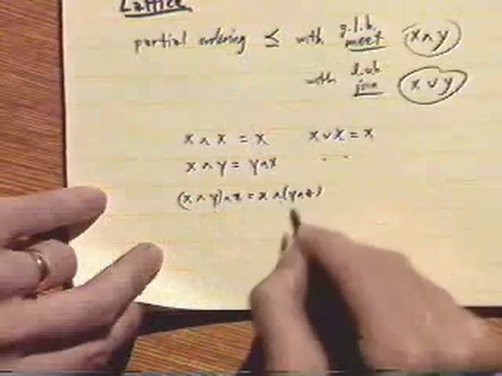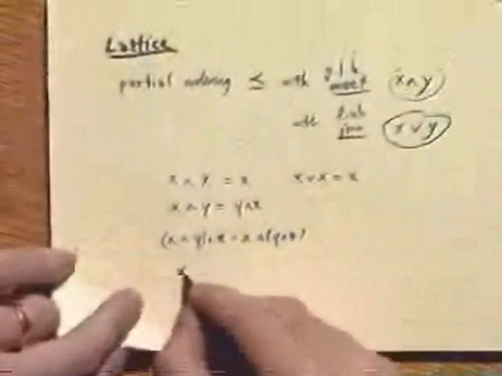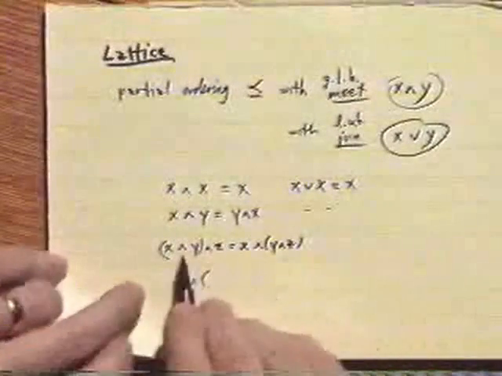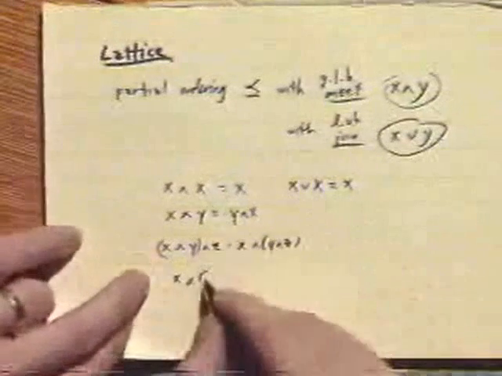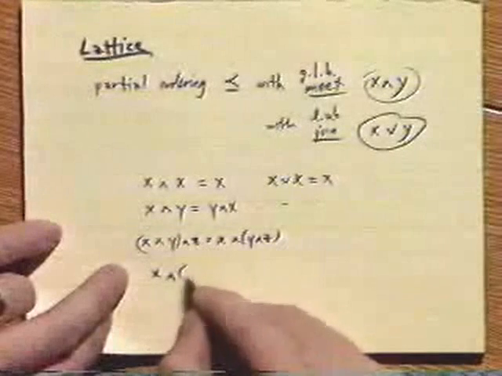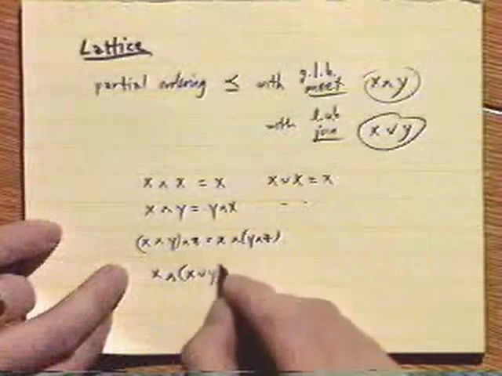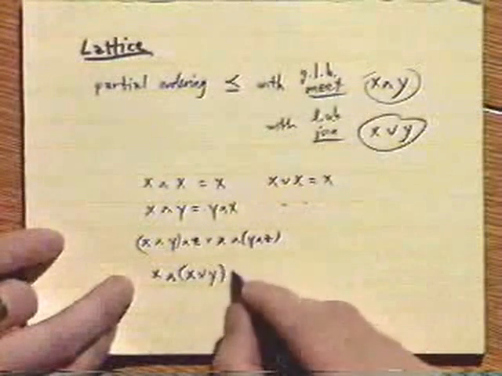and also one more thing, it's absorptive. So both meet and join are commutative, associative, idempotent. Also, it's absorptive, which means that if you take the meet of x with x join y, you get x.